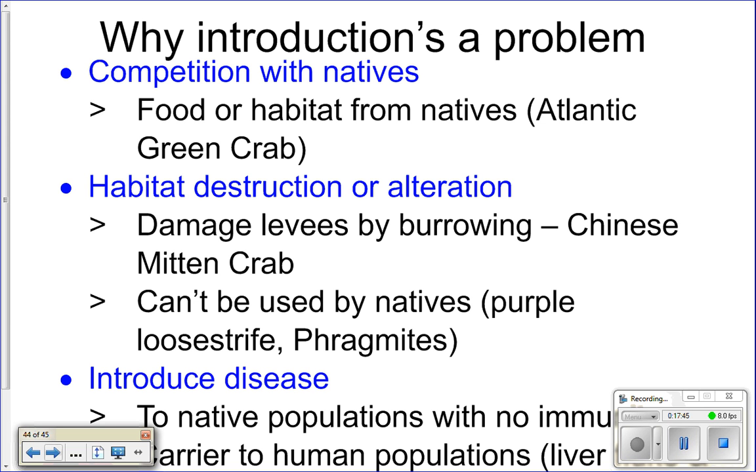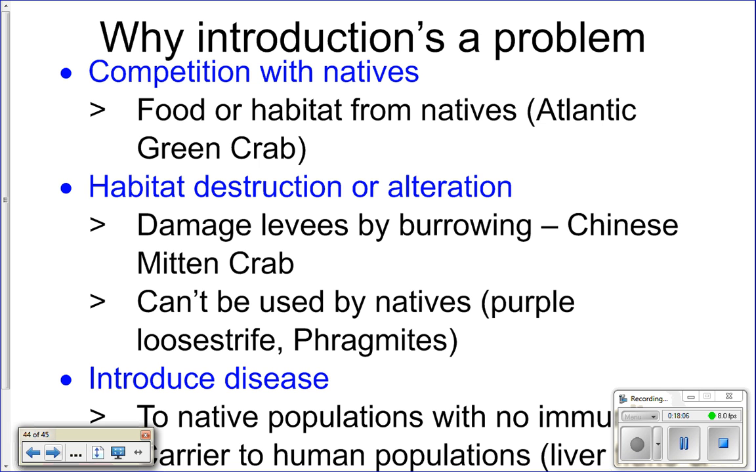So the Chinese mitten crab is an invasive species, and it's a problem because it can burrow into wooden things, and so it is actually damaging a lot of our levees and stuff like that because it burrows into wooden things.